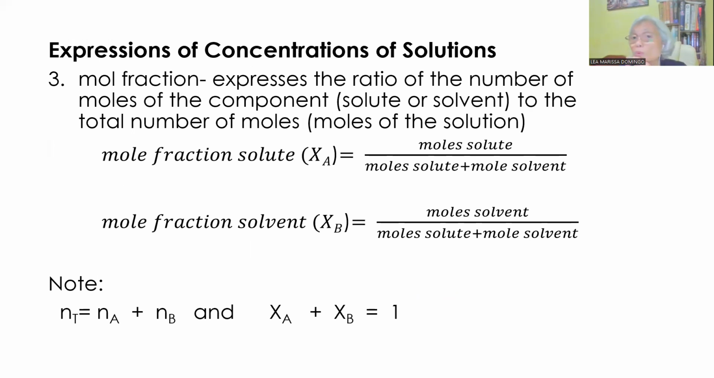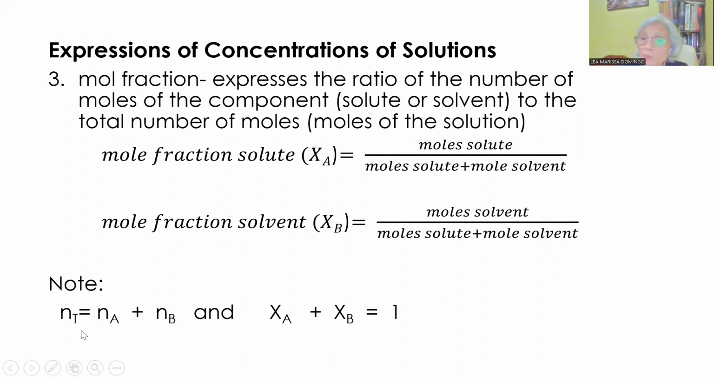Third expression is mole fraction. So the mole fraction expresses the ratio of the number of moles of the component, either solute or solvent, to the number of moles of the entire solution. So X sub A is the mole fraction of solute. So we have moles of solute divided by moles of solute plus the moles of solvent. If solvent, X sub B, the mole fraction of solvent is equal to the number of moles of solvent divided by the number of moles of solute plus the number of moles of solvent.